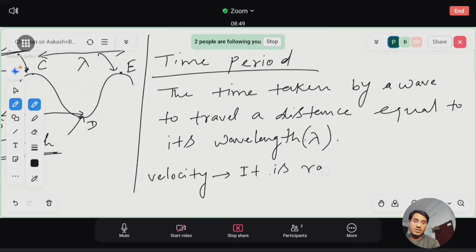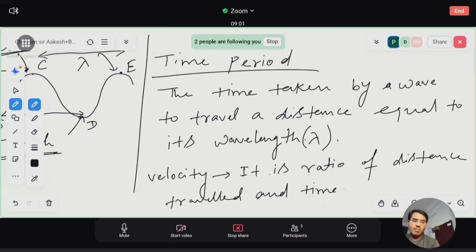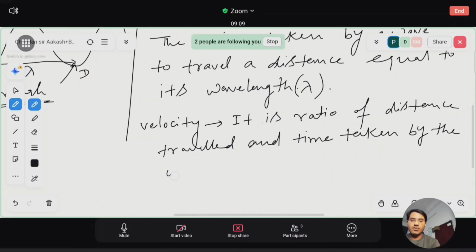It is the ratio of distance traveled and time taken by the wave.